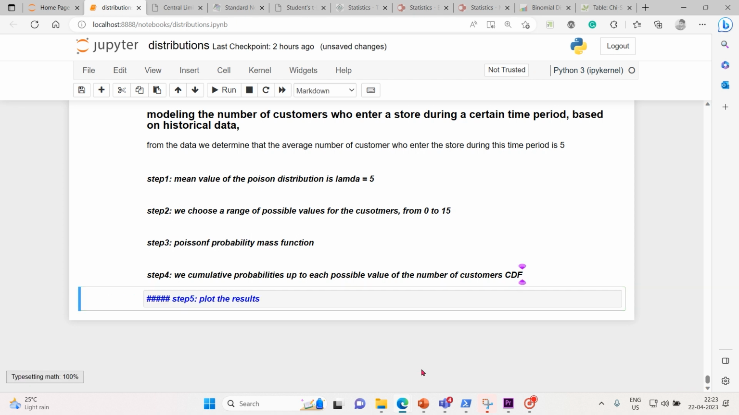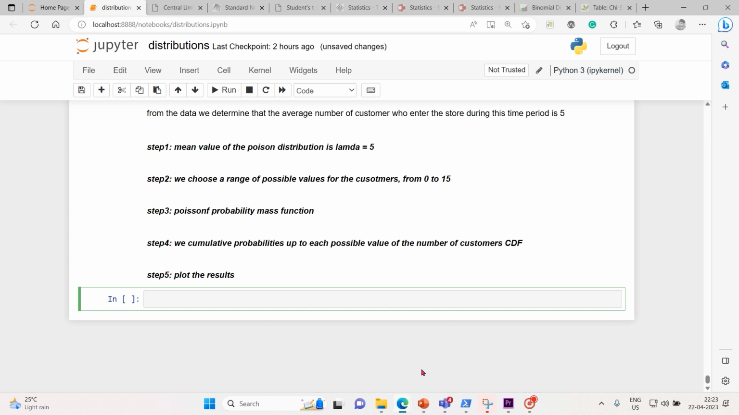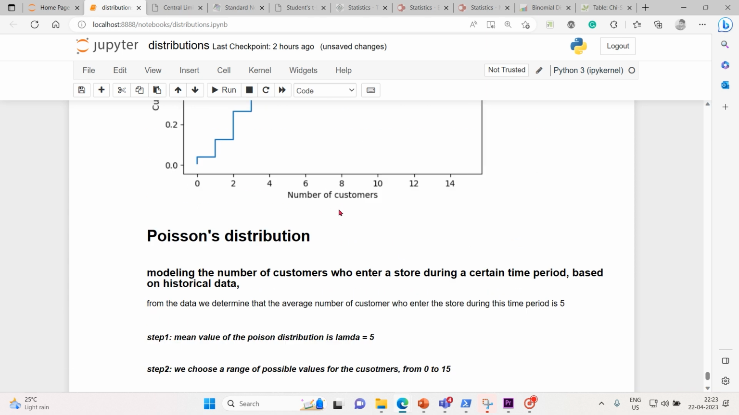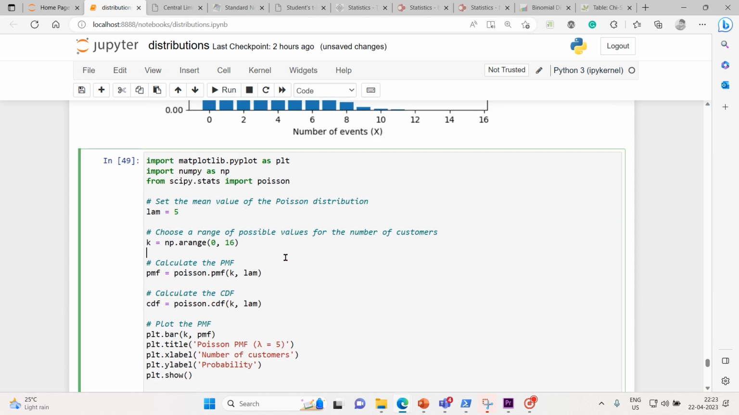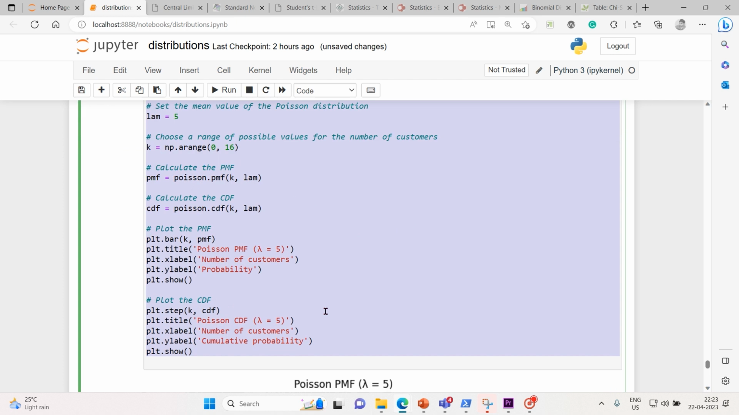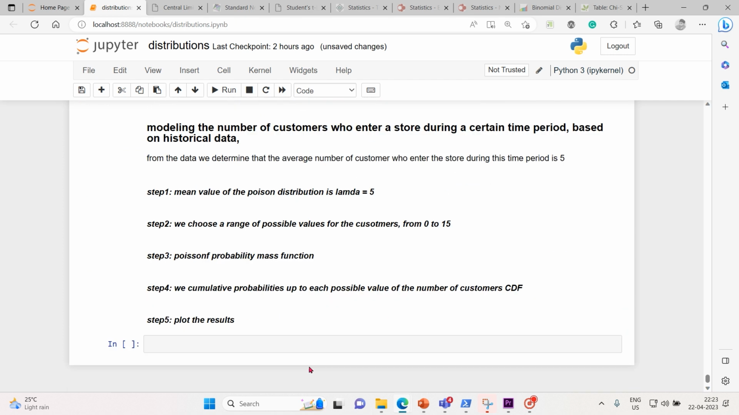Okay. So now let's take one example. I have written the code, so I'll just copy the code from here and paste it here.